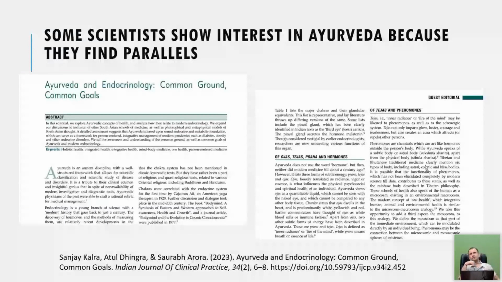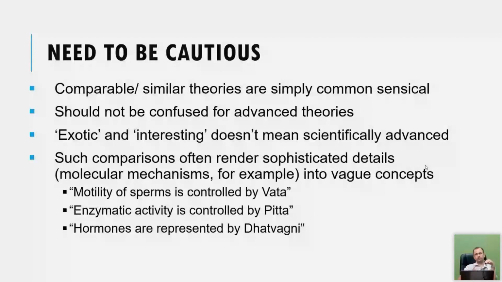Some scientists show interest in Ayurveda because they find striking similarities. For example, this is a recent paper that I got to read, which is authored by endocrinologists. Right? They are writing on Ayurveda and endocrinology, common ground, common goals. They write, for example, ojas, tejas, prana, and hormones, right? Tejas and pheromones. So all this sort of writing, right, is to be viewed with a high level of skepticism, because we need to be cautious.